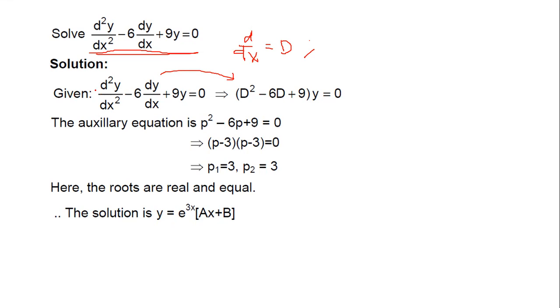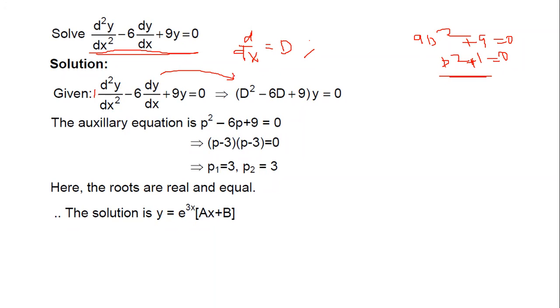Always the coefficient of d square y by dx square is 1. In case some other number is there, in case 9d square plus 9 equal to 0 is given, then you have to divide everything by that 9, then you will get d square plus 1. Sometimes if it is 8 by 9, then d square plus 1 equal to 0. So make it that the d square by dx square coefficient is always 1.